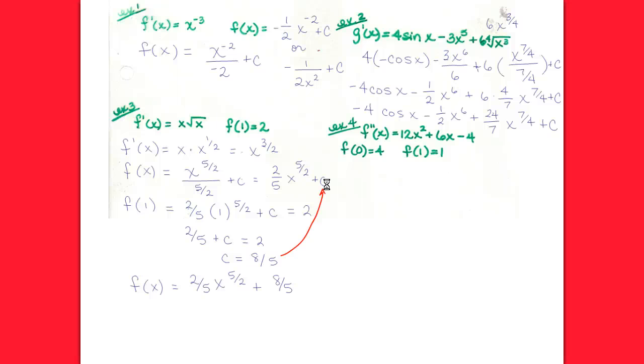All right, example 4, the same idea, but for example number 4, they start off with the second derivative, and they say the second derivative is equal to 12x squared plus 6x minus 4. f of 0 equals 4, f of 1 equals 1, so they've given me extra information I'll be able to use. And they want me to go back to the original equation, f of x.